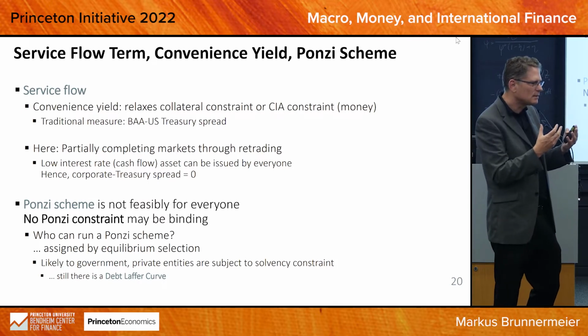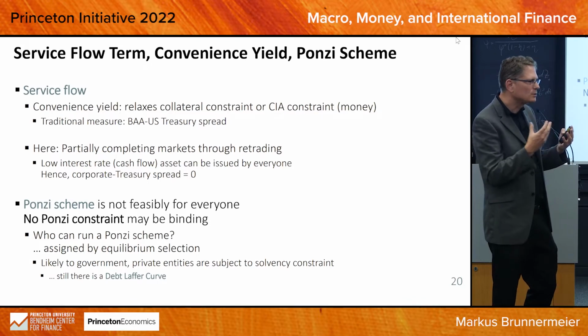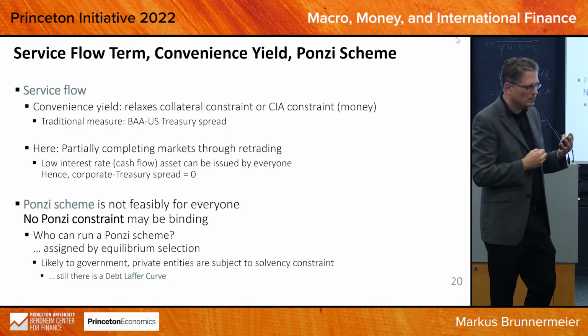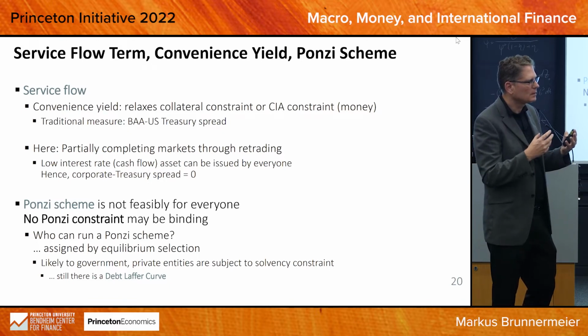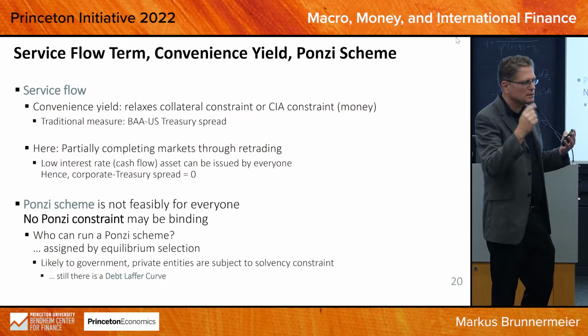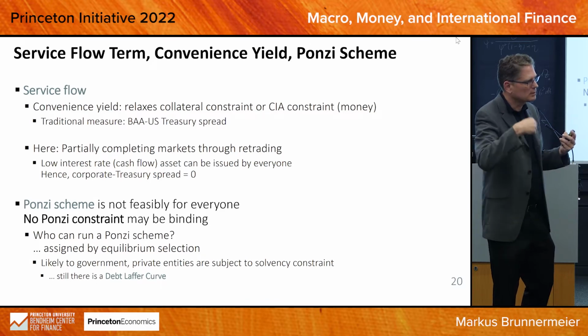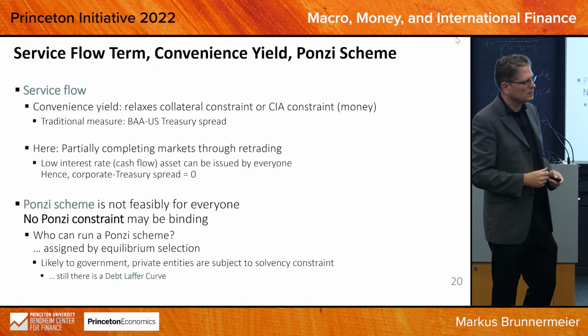Why you don't see it is because other assets can also give you some of the service flow. So all bonds have the convenience yield, but not all of them have this Ponzi scheme privilege. They have to pay back. They can't roll it over.